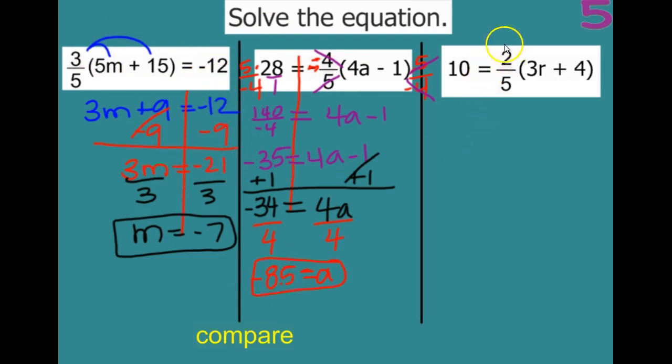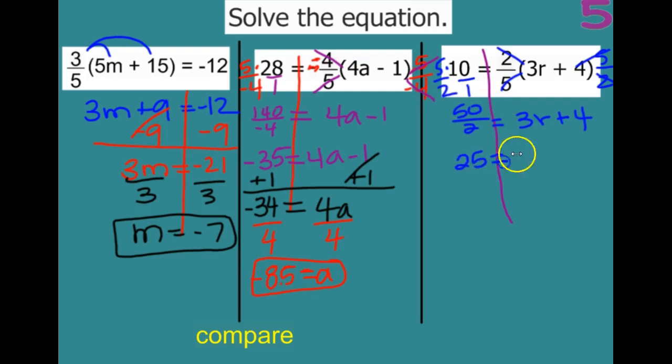This one, if we multiplied, 2 times 3 would be 6. 6 divided by 5 is not going to be a nice number, so instead I'm going to multiply by the reciprocal. I'm going to multiply by 5 over 2 times 5 over 2. So those cancel, and those cancel. We're left with 3r plus 4. Well, 5 times 10 is 50. 2 times 1 is 2. Well, 50 divided by 2 is 25.